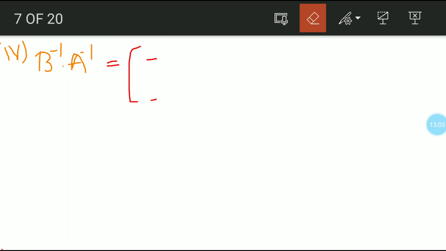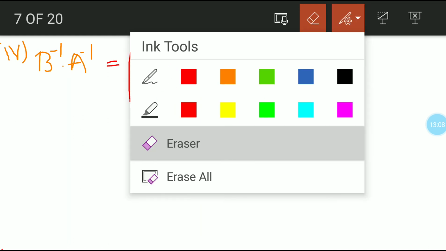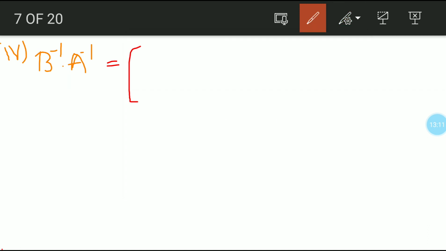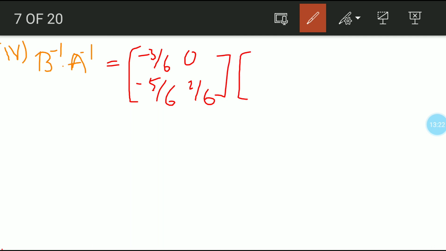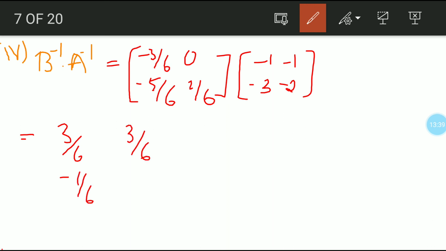You may be thinking, why are there two different answers? Don't think that. I am using the unsimplified answer. If you use the simplified one also, it is going to be the same, but for calculation it will be easy if I use this one. Now, multiplied by -1, -1, -3, 2, -2. When you solve, it is going to be 3 by 6, 3 by 6, minus 1 by 6, 1 by 6. Okay, this is the answer.